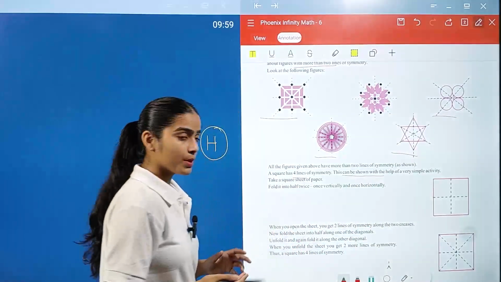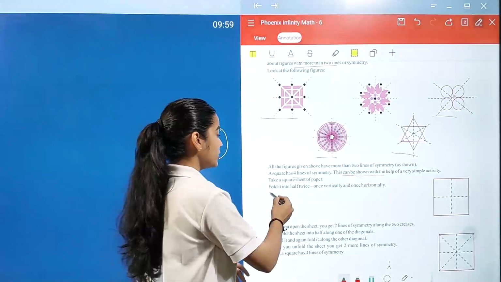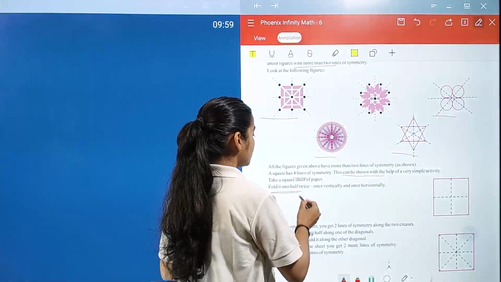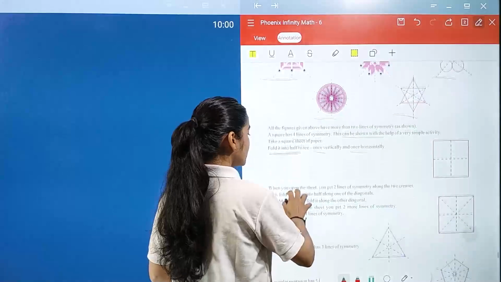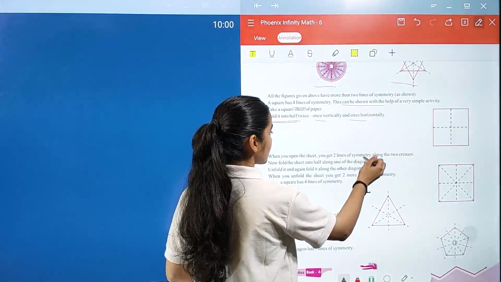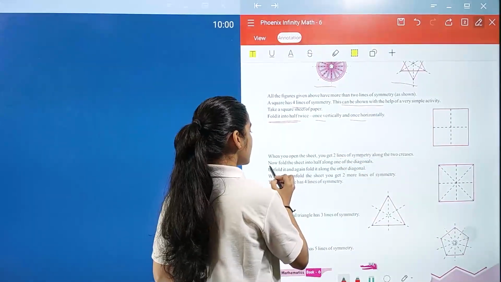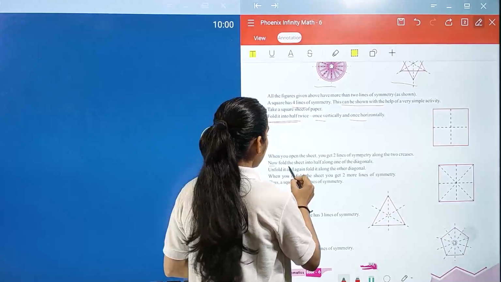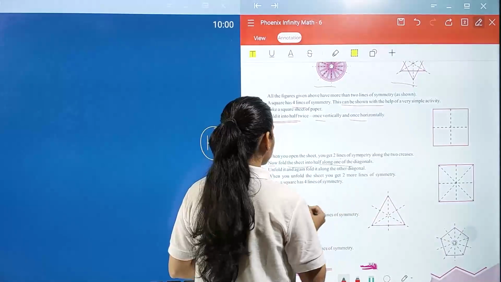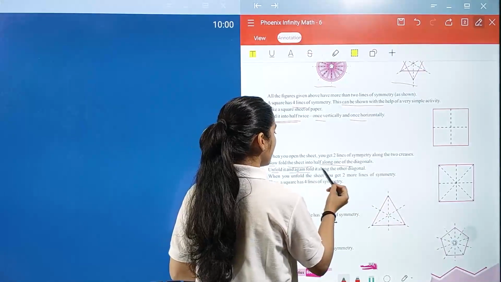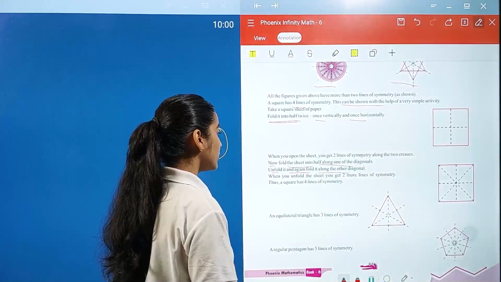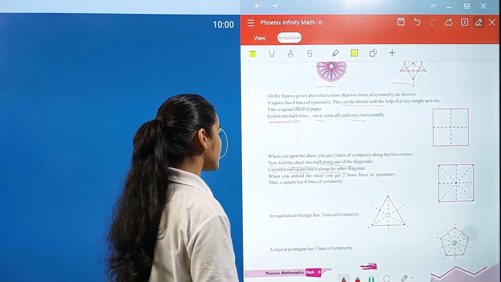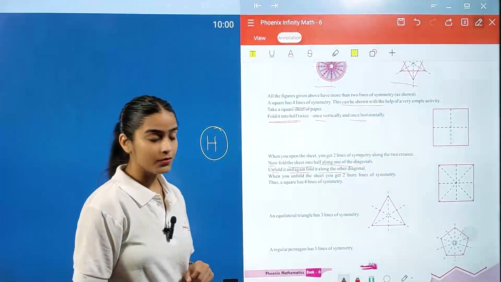So take a square of paper, you can fold it. Fold it in half twice, once vertically and once horizontally. When you open the sheet, you get two lines of symmetry along the two creases. Now fold the sheet in half along one of the diagonals, unfold it and again fold it along the other diagonal. When you unfold the sheet, you get two more lines of symmetry. Thus a square has four lines of symmetry.